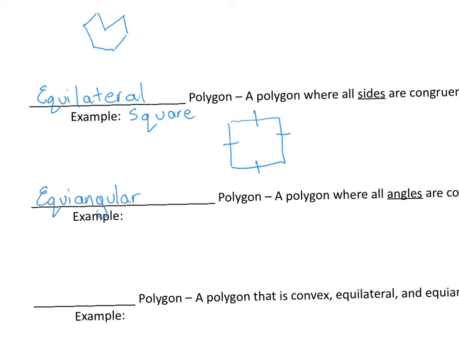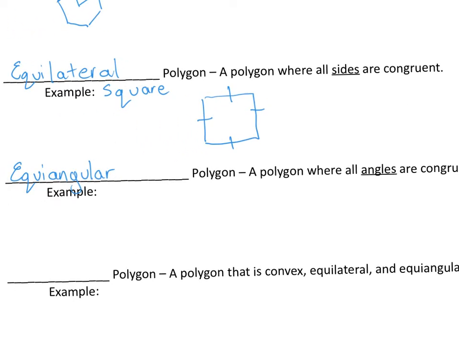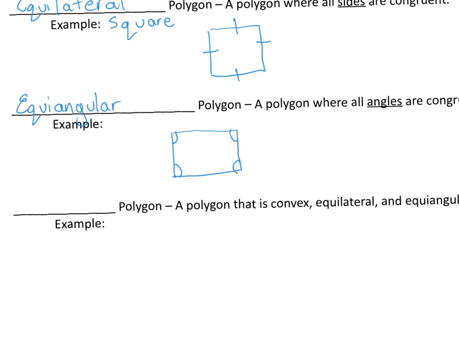Angular being the key word there. And of course, an example of that could also be an equilateral triangle, or a square is also one of those. But equiangular, actually, a rectangle could be one, because all of the angles are technically the same. They're all 90 degrees. That means all the angles are the same.